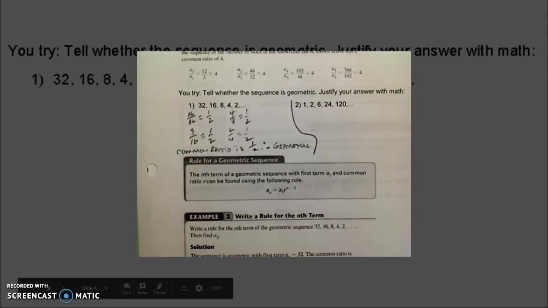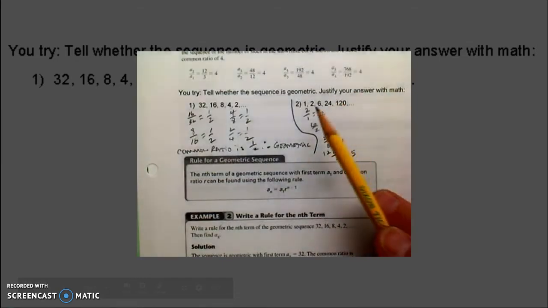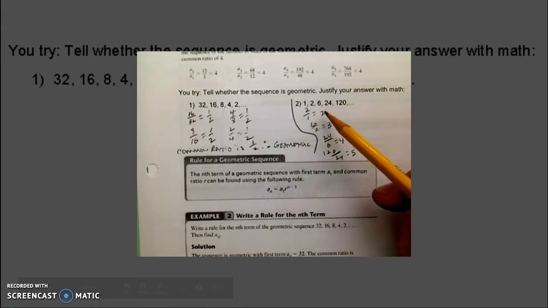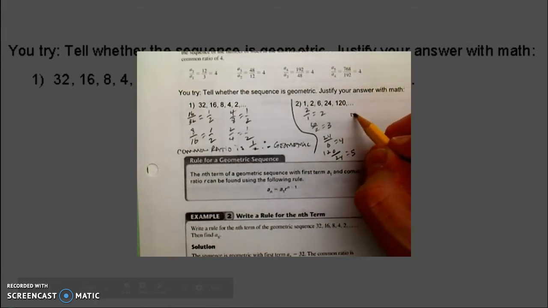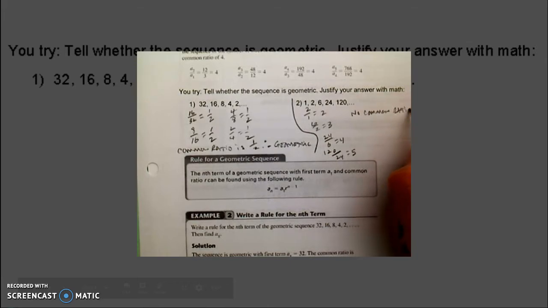Now, go ahead and pause the video and try number 2, determine if it is geometric or not, and then you can check your work. So if you take a look, we divide the second term by the first, 2 over 1 equals 2. Third term divided by the second, 6 divided by 2 makes 3. 24 over 6 is 4, and 120 over 24 is 5, so obviously the ratio is not common. Therefore, not a geometric sequence.